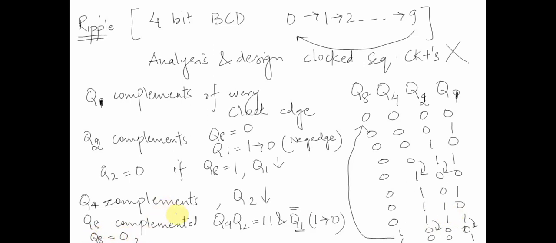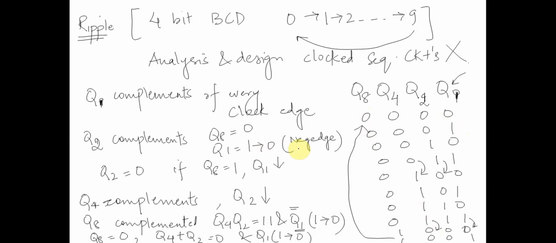to 0 if either this or this is 0 and Q1 sees a negative edge. So basically what we did over here is, since we can't use the basic approach which we saw till now for Mealy and Moore machines, we assumed that one of these bits toggles at every clock edge, so we can supply the input clock over here, and for the other bits we try to see the relationship of those bits with the previous bits. So Q2 bit, we said, toggles whenever a negative edge of Q1 is seen, and it's cleared whenever Q8 is equal to 1.